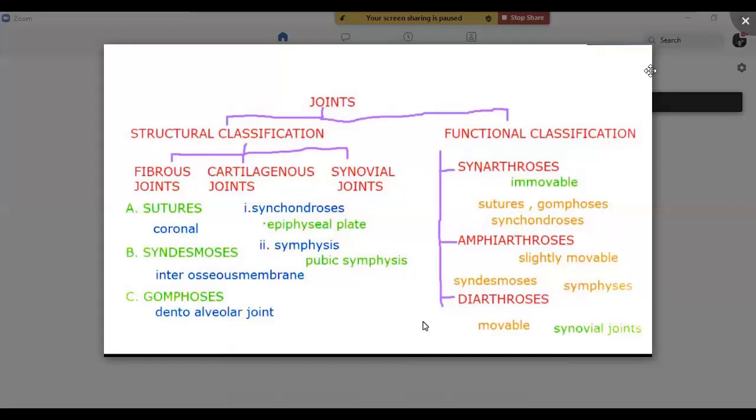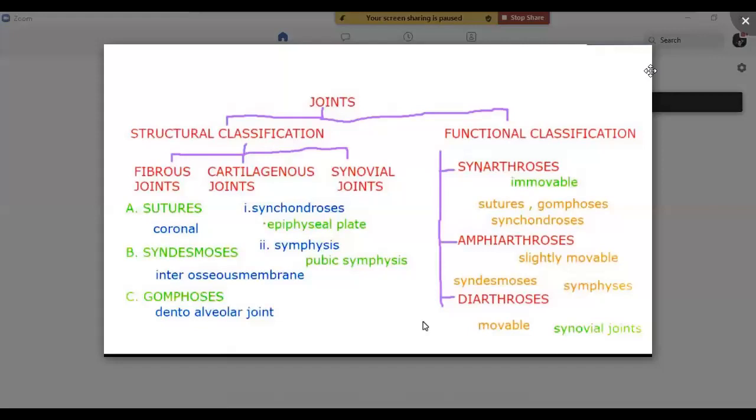Cartilaginous joints are the joints which are connected with cartilage. Synovial joints, we have to discuss today. Let me go with fibrous joints here. Sutures: the coronal suture is one example, present between the frontal and parietal bone. Syndesmosis is the joint with the interosseous membrane between the tibia and fibula. Gomphosis is the dento-alveolar joint, another name for the thecodont type of dentition, where the alveoli of the jaw and the tooth make the gomphosis.